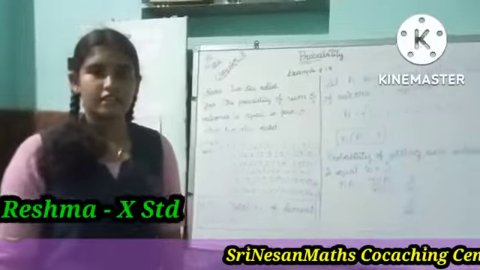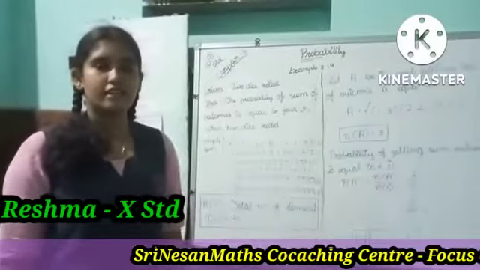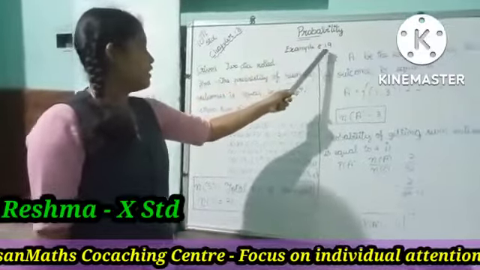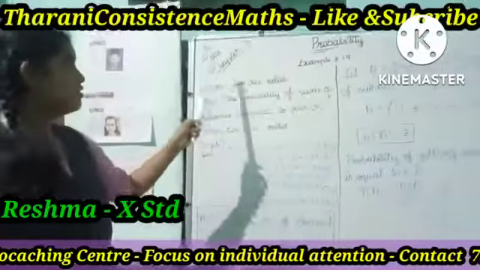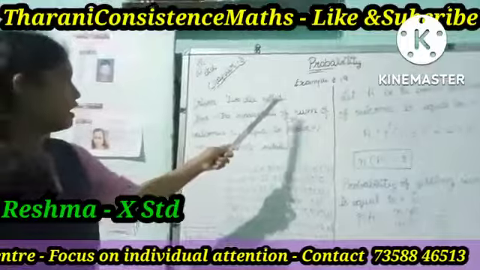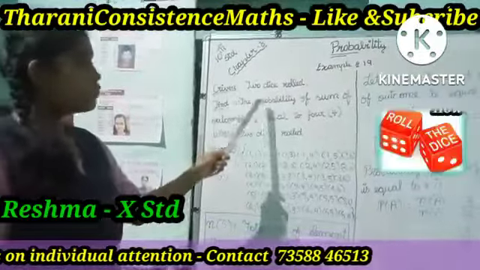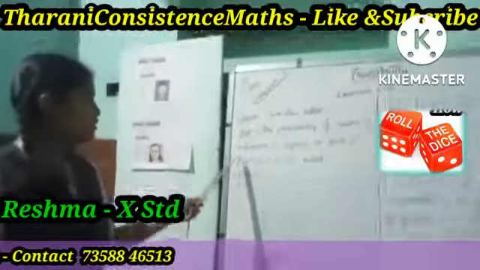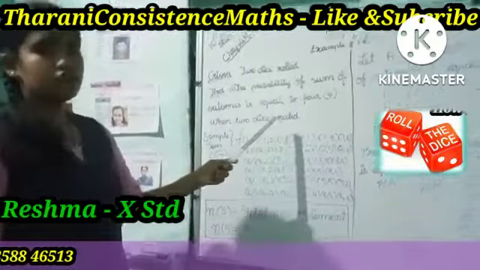I am studying 10th standard. Today I am going to teach 10th standard chapter 8 probability, example 8.90. Given: 2 dice are rolled. Find the probability that the sum of outcomes is equal to 4. Solution. What does it mean by 2 dice rolled?